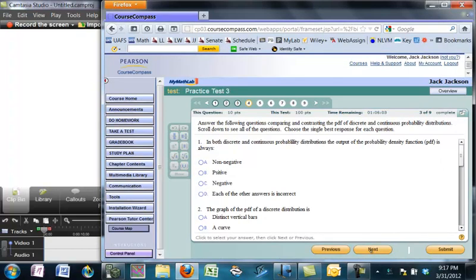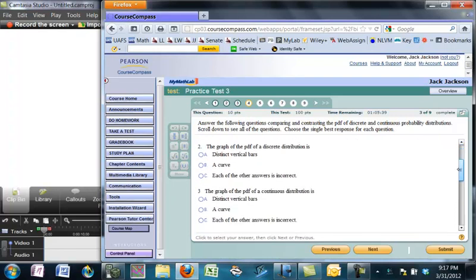Okay, keep going here. In both discrete and continuous probability distributions, the output of the probability density function is non-negative. It's never negative. I should say positive there. It could be zero, so it might not always be positive, but it's definitely never negative. So non-negative is correct. The graph of the PDF of a discrete distribution is distinct vertical bars, and the height of each bar is the probability. The graph of a PDF of a continuous distribution is a curve.